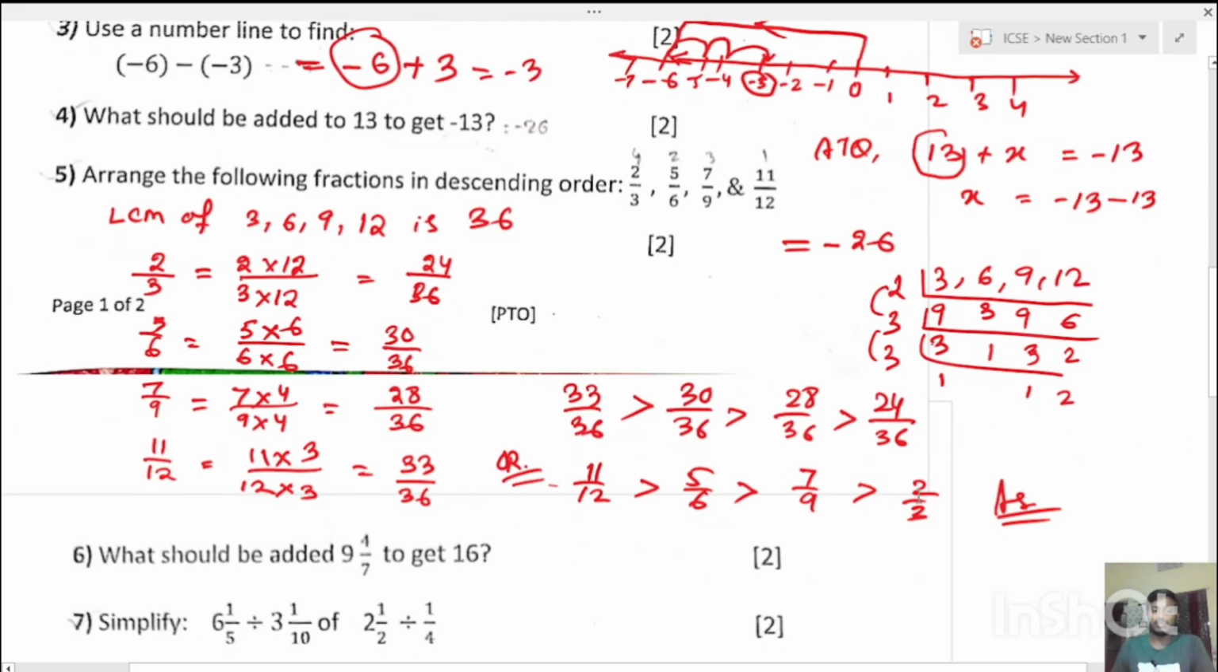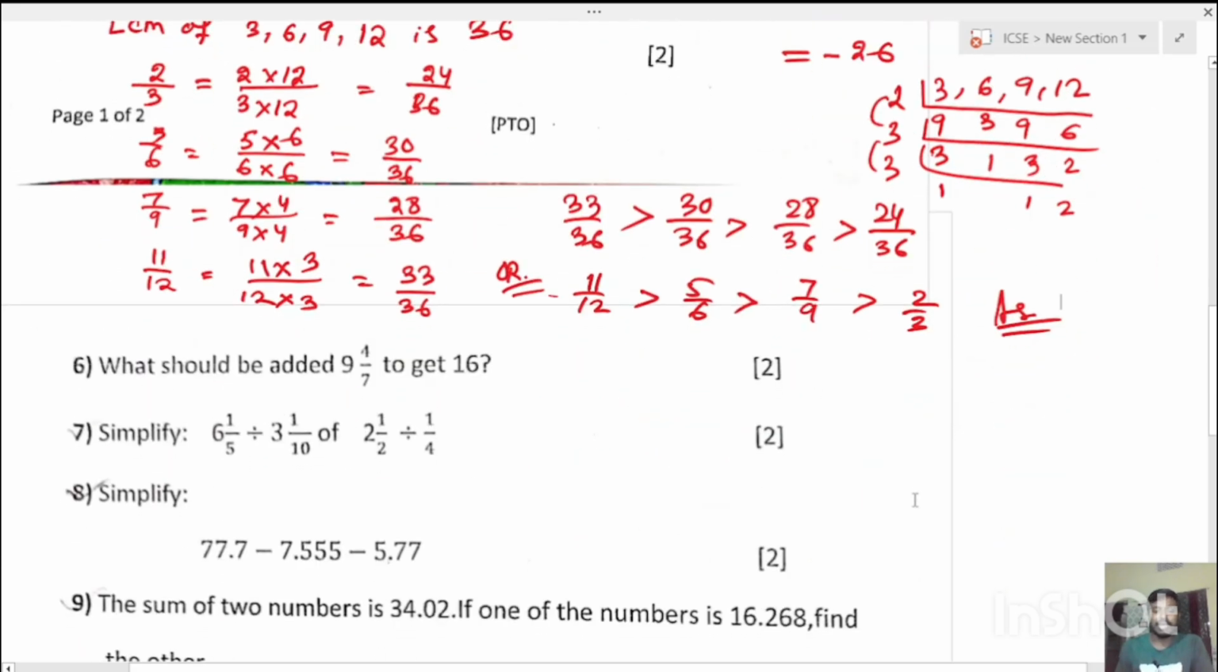Now next question, question number 6. What should be added to 9 whole 4 by 7 to get 16? According to the question, we can write 9 whole 4 by 7 plus x is equal to 16. Now x is equal to 16 minus 9 whole 4 by 7. So now 16 minus 9, 7 nines are 63, plus 4, that is 67 divided by 7.